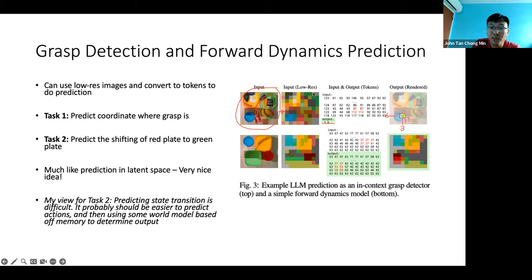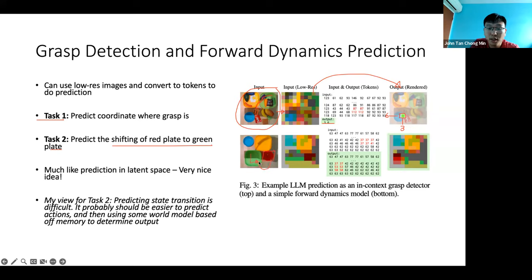How you do this is by looking at some patterns of this shape here and trying to identify the shadow maybe. That is actually quite a difficult problem. So this is one way. This is task one, predict what coordinate the gripper arm is. And now we have task two. Task two is that you shift the red plate to the green plate. Over here, this is the red plate, right? In all cases, I shift my red plate to the green plate here.